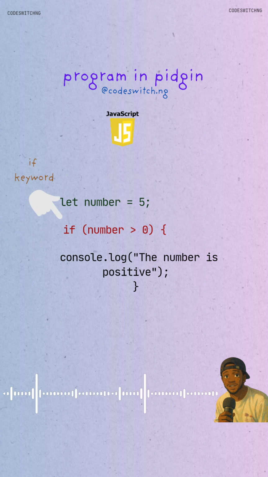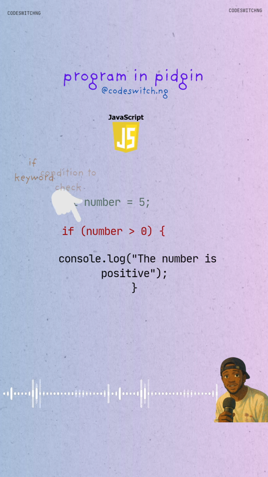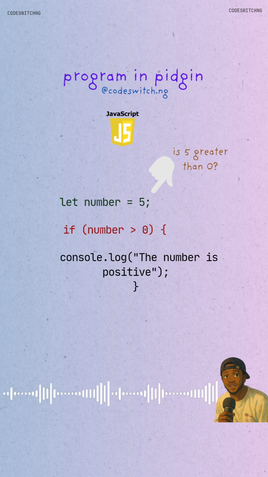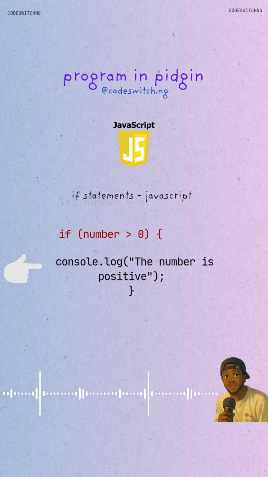So you see we write the if keyword, then inside the normal brackets, we write the condition we want to check for, which is to see whether our number variable is greater than 0. Then inside the curly brackets, we write what we want to happen if this condition is true.